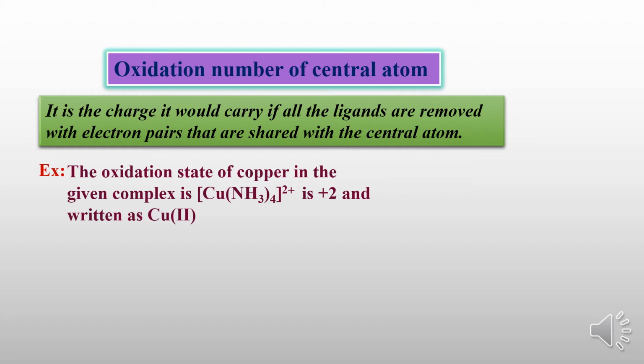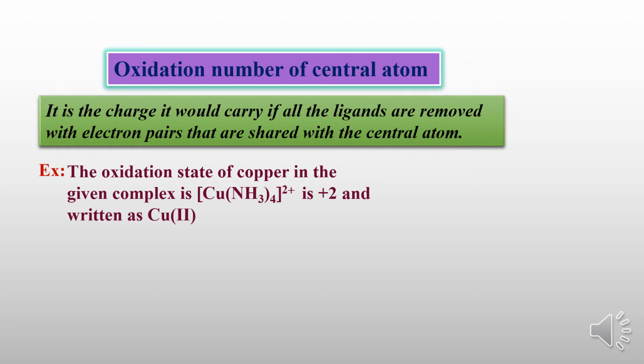So here how to calculate, you see. Here the coordination sphere is there. In the sphere, copper is a metal, then ammonia is a ligand. There are 4 ammonia ligands. You have to see the charge of the ligand. The charge of the ammonia ligand is 0. So 0 into 4 is 0.